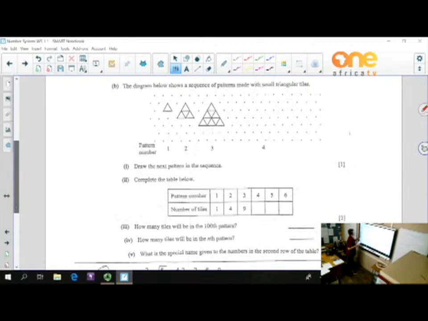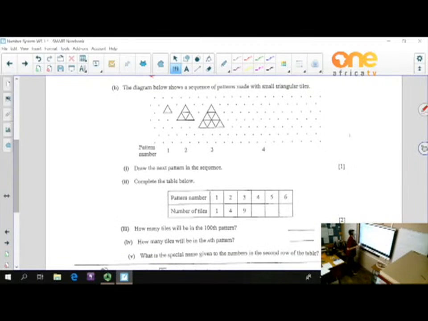Number B. The diagram below shows a sequence of patterns made with small triangles. So you can draw the next one here, use a ruler, and make sure that you draw it precisely, neatly, with the correct number of tiles there. So in the first place, we draw the next pattern, then complete the table. So this is 1, 2, 3, 4, 5, 6. Easy. That's the triangles. And then how many tiles?